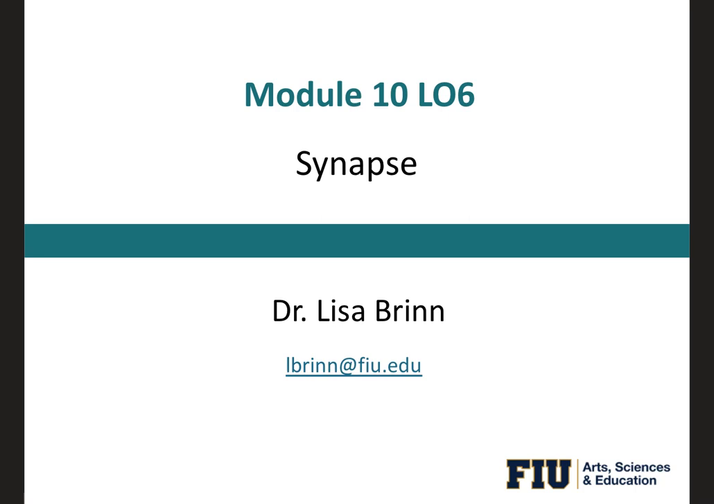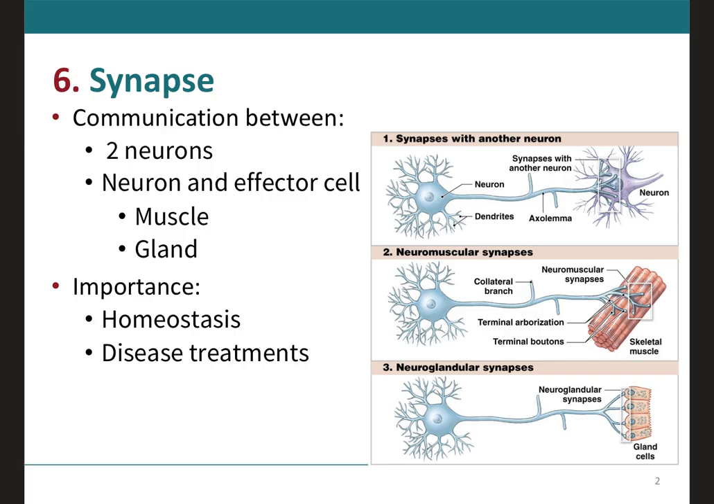Hi everyone, this will be learning outcome number 6 for module 10, and we're going to be covering the synapse. A synapse is the site of communication between either two neurons or between a neuron and an effector cell. This effector cell can be either a muscle or a gland.